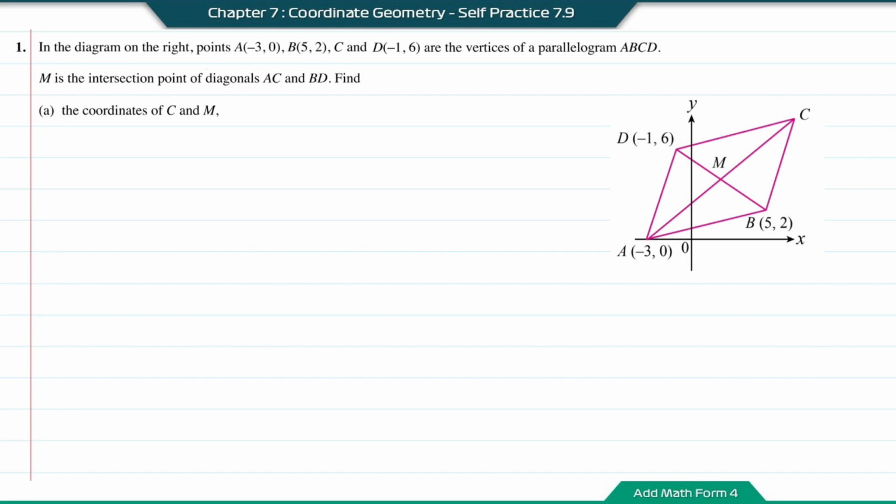In a parallelogram, the diagonals bisect each other. This means the point M here divides the line segment AC into two equal halves. So the length AM is equal to the length MC. And M also divides BD into two equal halves, so DM is equal to MB. So this means the point M is the midpoint of AC and BD.